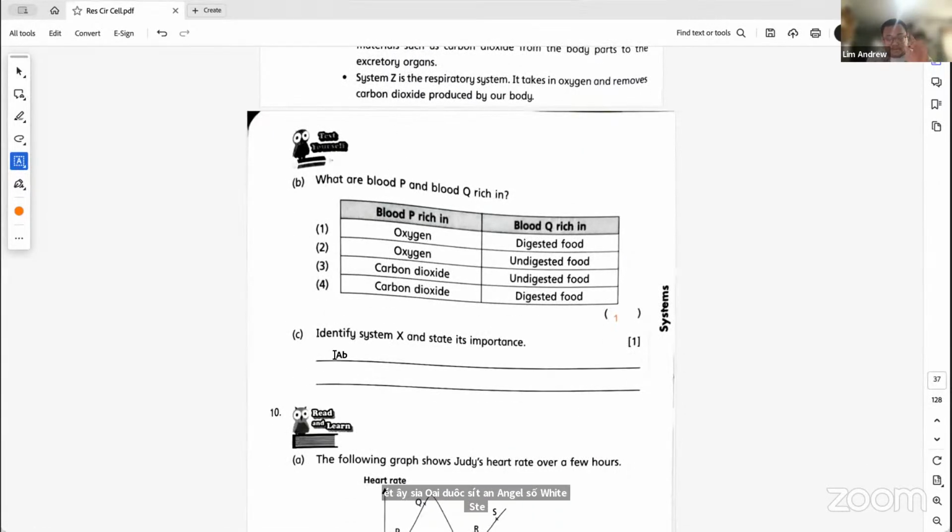So this question is 1 mark. So we don't need to explain too much. Like I say, in examination, we don't have time. So you just say that X is the digestive system. Why is it important? It breaks down food into simple substance.